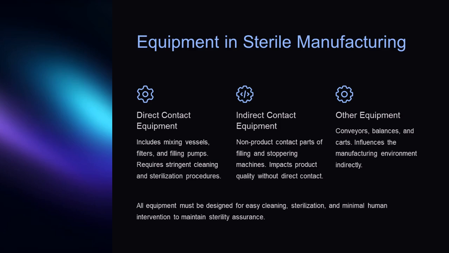Equipment in sterile manufacturing includes direct contact equipment like mixing vessels and filling pumps, which require stringent cleaning and sterilization procedures. Indirect contact equipment impacts product quality without direct contact. Other equipment, such as conveyors and balances, influences the manufacturing environment indirectly. All equipment must be designed for easy cleaning and minimal human intervention.